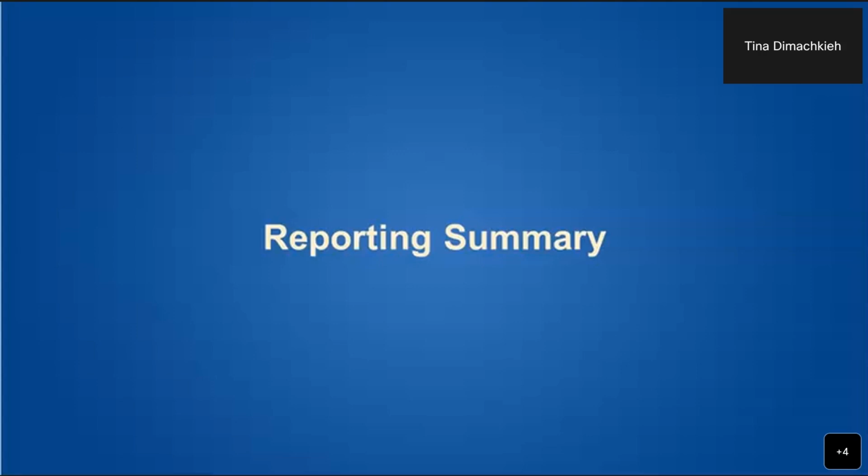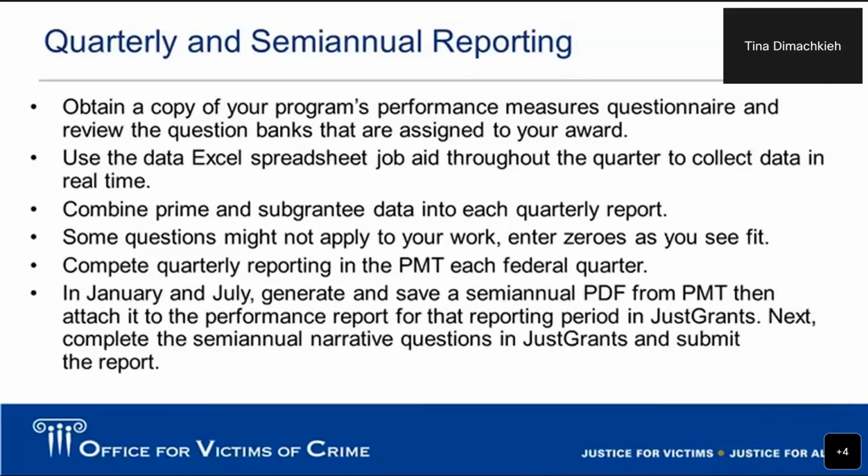Okay, so let's do a quick summary of everything I've talked about to get you going so you can report on time this reporting period. You need to obtain a copy of your program's performance measure questionnaire, and you need to review the question banks or the topic areas that are assigned to your award. Now that you've received your award, you need to know what exactly you will be reporting on, what the questions are, and how you're going to be collecting that data over the life of your award.